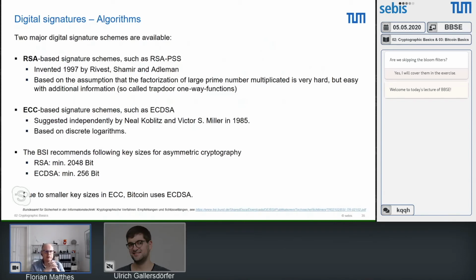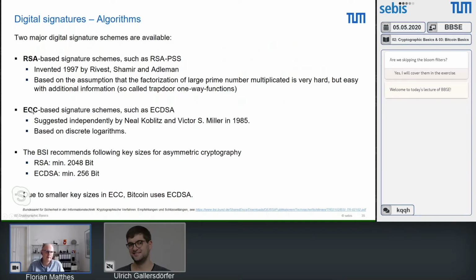Again, I mentioned already two different major groups, the RSA-based, Rivest, Shamir, and Adleman, these are the authors, 1997. That was just when I was at the university, and that was big news that this would be possible. I think they also got the Turing Award for that. The basic idea of this algorithm is that if you have specific large numbers, it's easy to create them, but it's difficult to find the primes. So you take two large prime numbers, you multiply them, and it's hard to find out what are the two factors which yield the result.